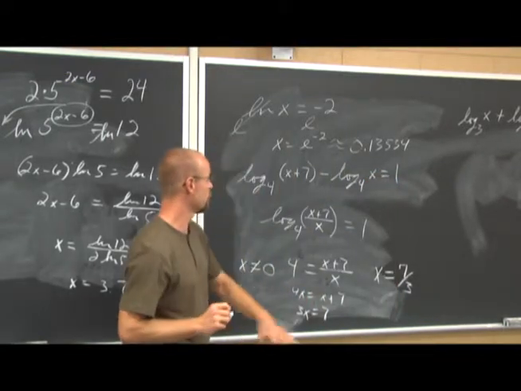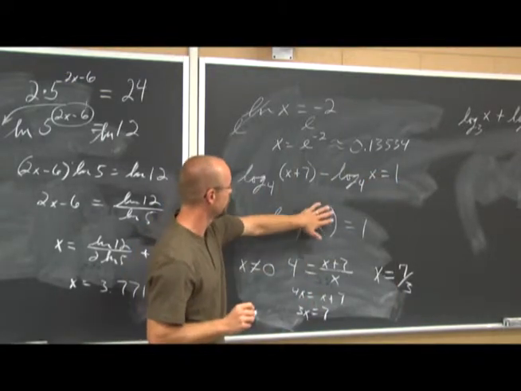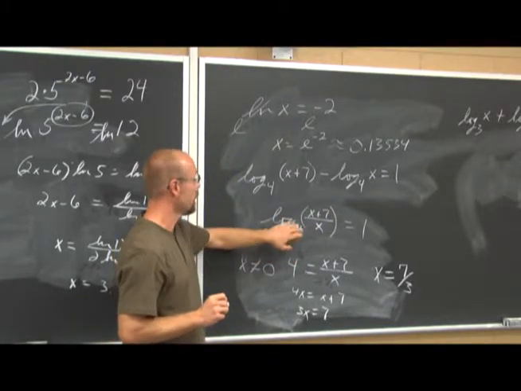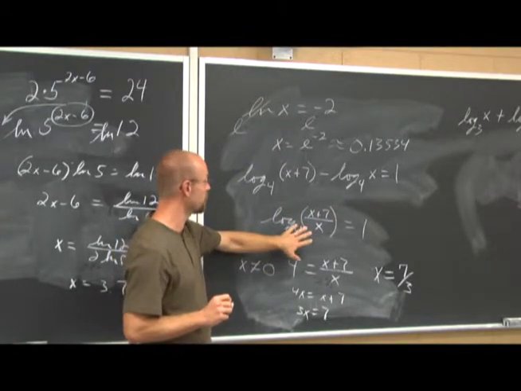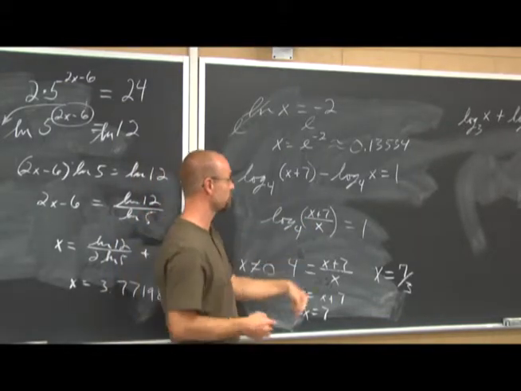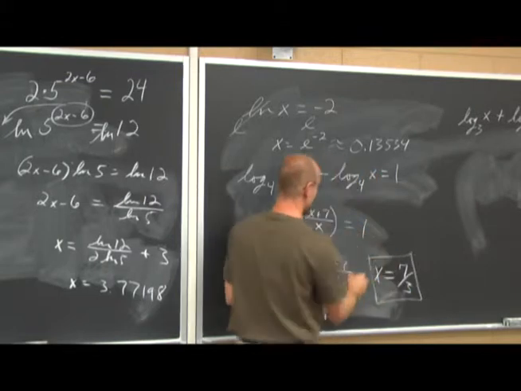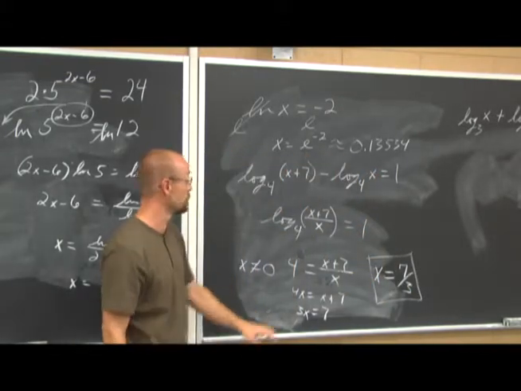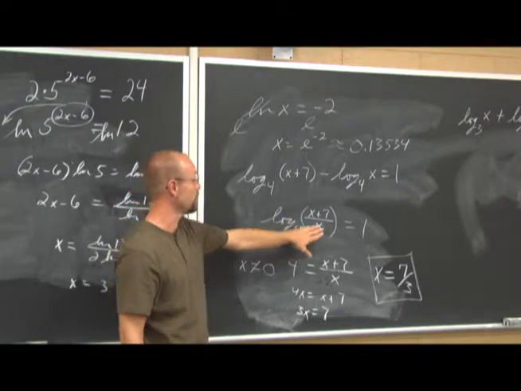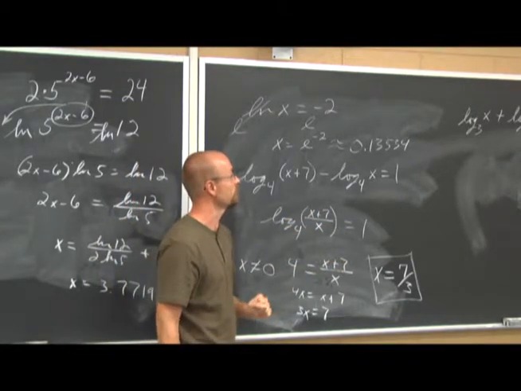And if I were to plug this into my calculator, I could go ahead and do a change of base at this point, and check my work. Make sure that 7/3 works. And if you do plug that into your calculator, you'll find out that 7/3 does in fact hold true. It doesn't make this negative, and it doesn't make it undefined. It is within the domain, and it is equal to 1 when we check it.